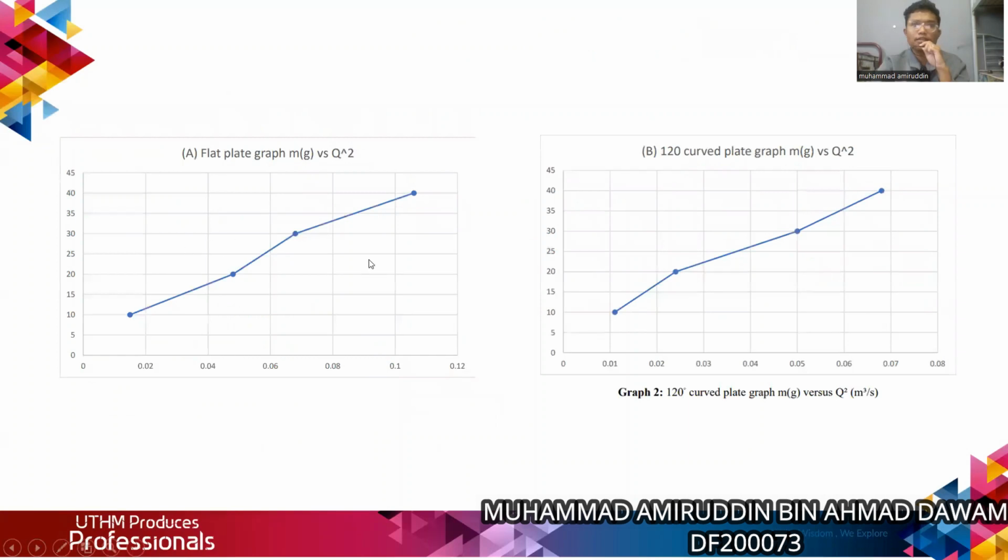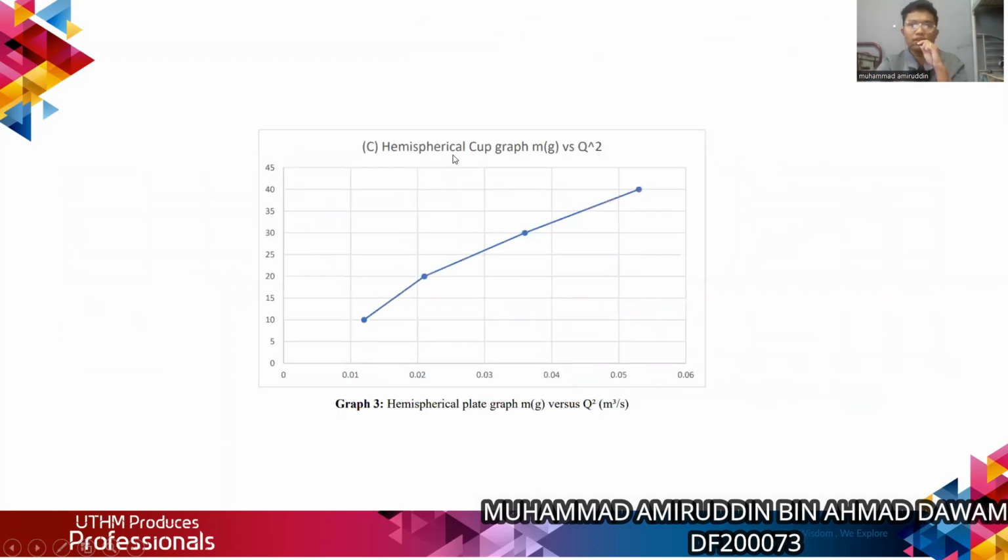Next, this is the result of the graph. For the flat plate graph, we had an increase of the mass and an increase of Q squared. The graph will increase, and the 120 curve plate graph is the same, proportional. If the mass increases, Q squared also increases. And the last, the hemisphere graph, the increase of the mass, the increase of Q squared.